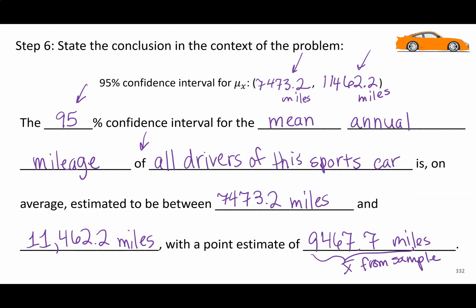So there's our conclusion. With 95% confidence, the mean annual mileage of all drivers of this sports car is on average estimated to be between 7,473.2 miles and 11,462.2 miles with a point estimate of 9,467.7 miles. And just note, I didn't drop the units. The units should be included. We will look for them every time, as long as there are units.